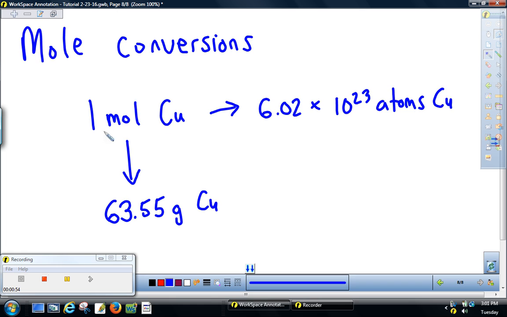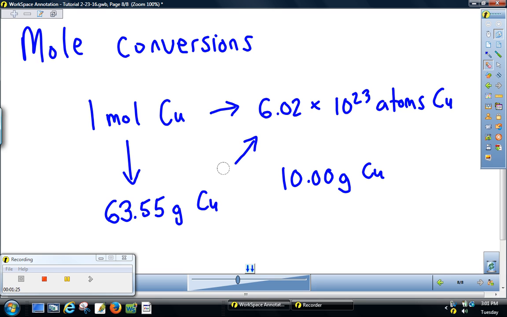So we know two things. If we have 1 mole of copper, we know how many particles we have, and we also know how many grams its mass would be. Often in class we'll weigh out a sample in grams and then we want to quantify it. Let's say I have 10 grams of copper. I would want to know how many atoms of copper I have in it. But I can't jump directly from this into this. I always have to go through the mole.